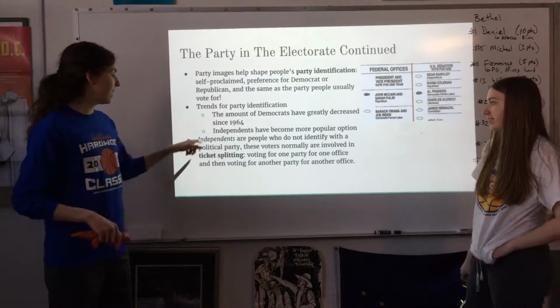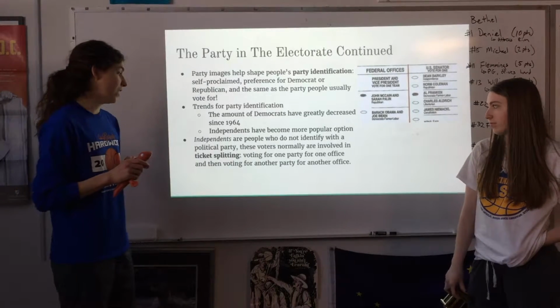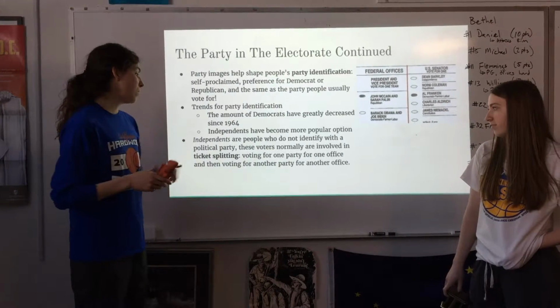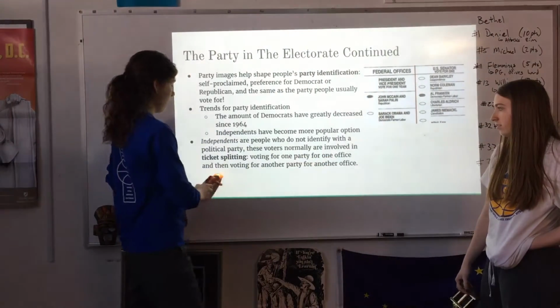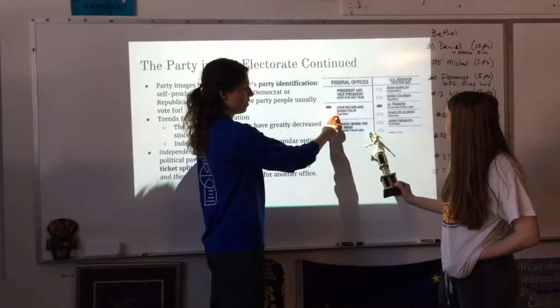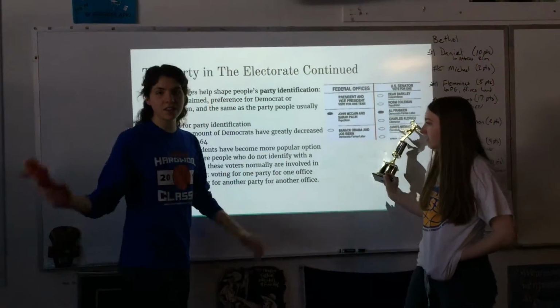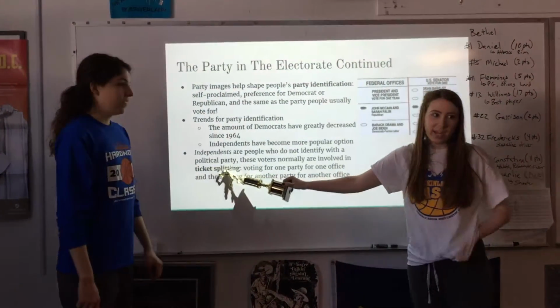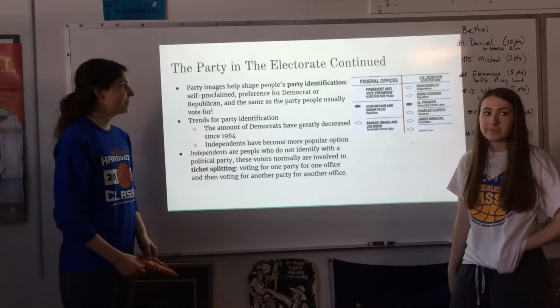Here's the crazy thing. Independents are the people who do not identify with a political party, so these voters are normally involved in ticket splitting, or voting for one party for one office and then voting for another party for another office. Just like here, he voted for Republican, but then for senator, I'm going to vote for a Democrat. He split the ticket. That sounds like a vocab word. Ticket splitting.